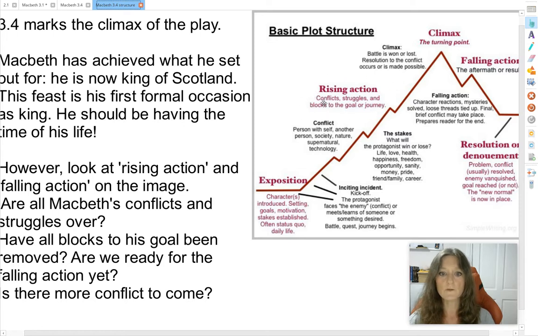We still have more conflicts with Macduff. We've still got more struggles and more blocks on the goal to his journey, and also not just the journey of enjoying his kingship, but the journey of settling in to being king and sorting out his head. So maybe we're not ready for the falling action, although clearly we are at the climactic point and there is more conflict to come, which we'll talk about and you can think about in a bit.